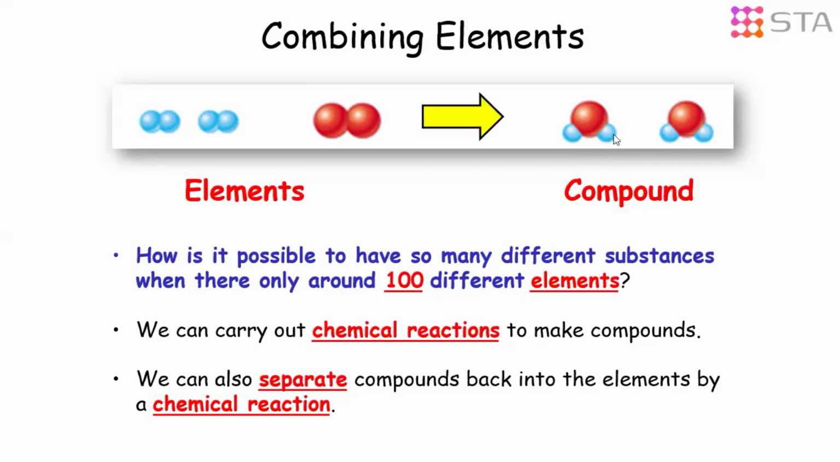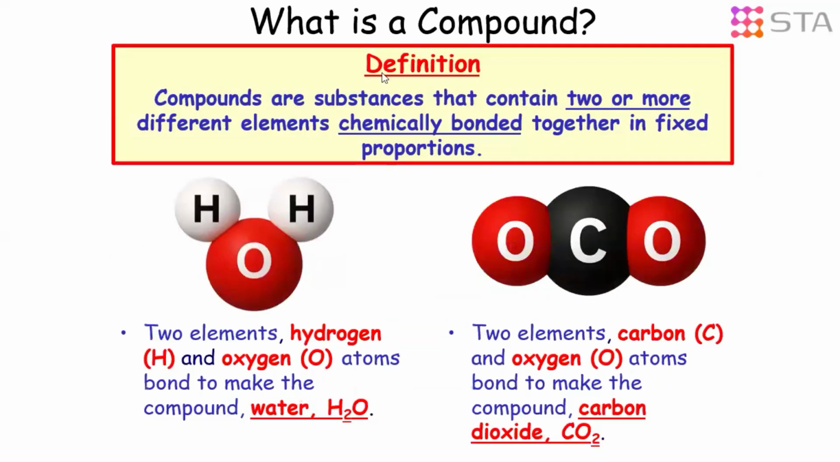I am going to give you a definition for compounds on the next slide. Now, we can also separate compounds back into the elements by doing another chemical reaction. So chemical reactions are very important if we want elements to combine and make new substances. So here's our fourth definition now for a compound. So compounds are substances that contain two or more different elements chemically bonded together in fixed proportions.